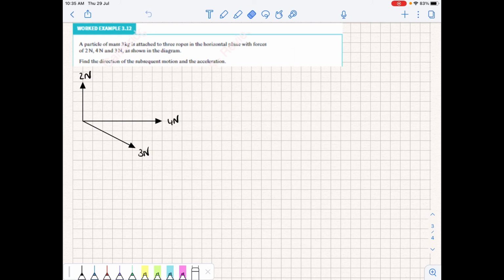In this worked example, we have three forces acting in different directions, and we need to find the resultant force and the direction of motion in order to calculate the acceleration. We aren't given any information to allow us to assume which direction the acceleration is, and we have more than two forces. So in order to find the resultant force, the net force, we need to split all these forces up into their different components and resolve horizontally and vertically.